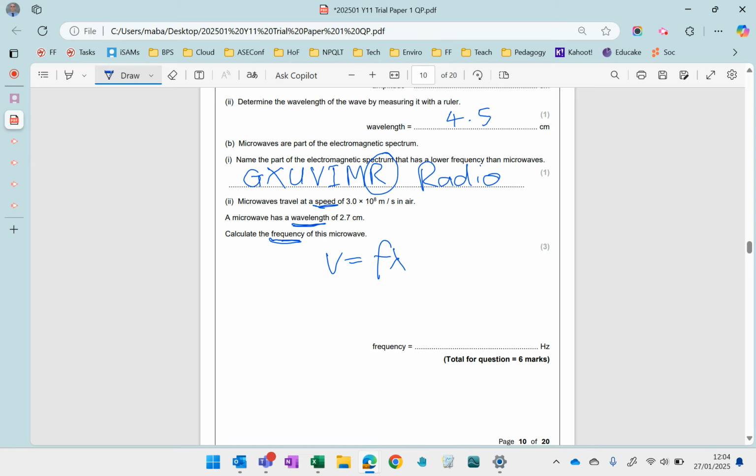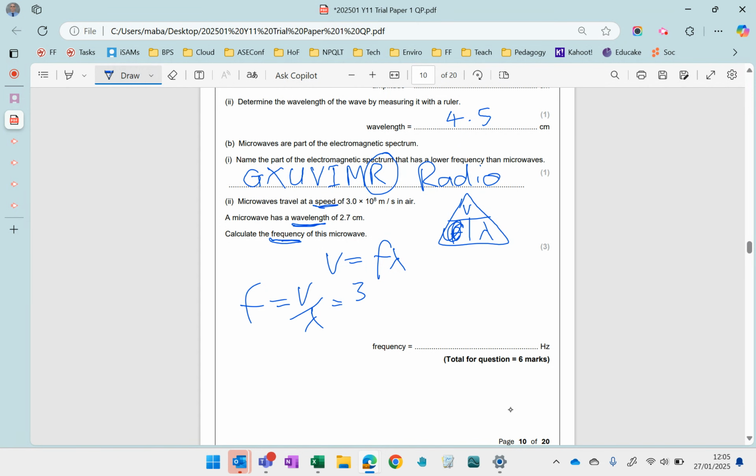Those three things are related via that formula. So again, you can substitute first, or you can rearrange first. I'm going to use the formula triangle to help me to rearrange. So I'm going to cover up f with my thumb, and I can see that f is equal to v over lambda.